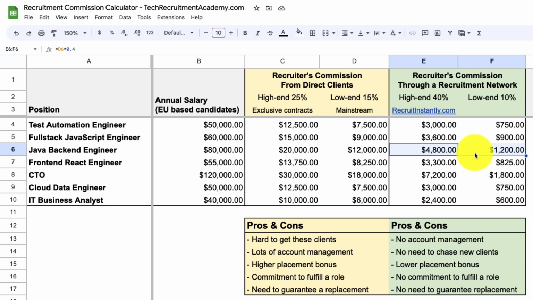Again, very cool, right? But even if you get these lower numbers, let's say $800 or $1,000 per placed candidate, it could be great if you manage to go for the volume. So in this case, I would suggest you focus on a few roles, such as a front-end developer or a Java developer, and build strong talent pools of these specialists. So that's something I cover in the training programs.